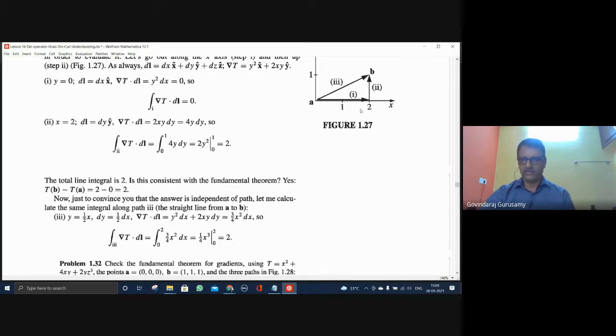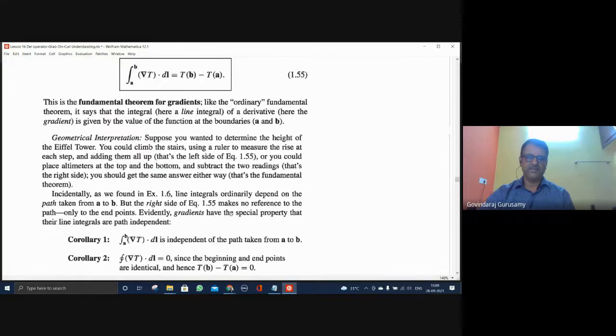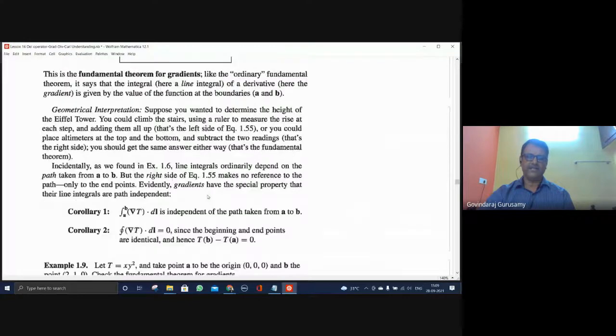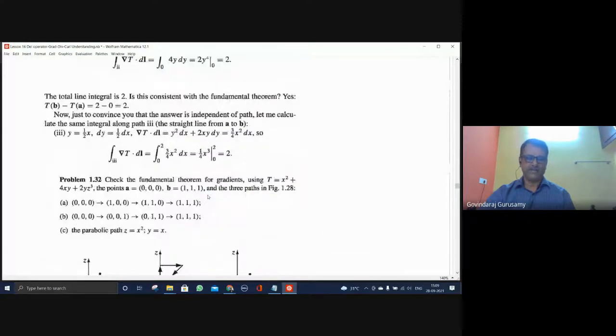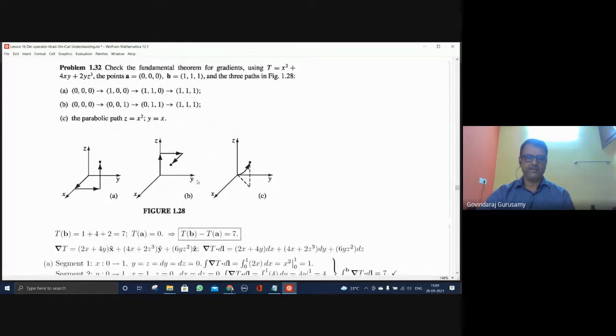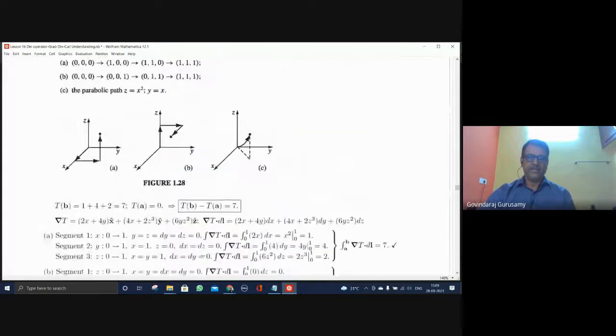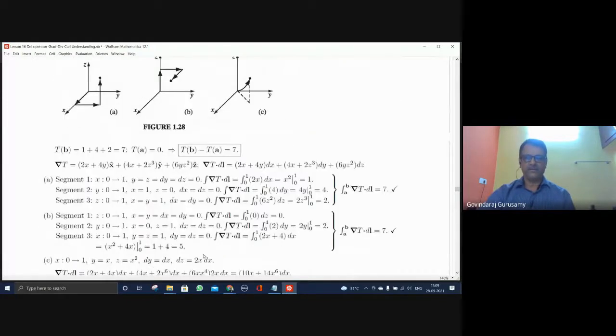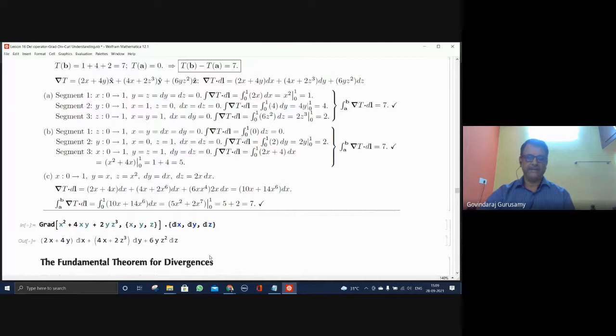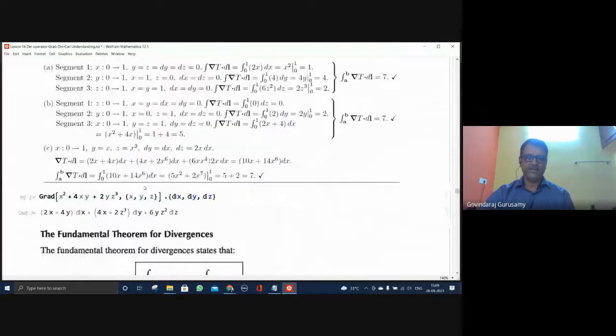Whether you go from here to here, or you use the fundamental theorem, T(B) minus T(A), or the path 3, you have one and the same result, which confirms that this is the fundamental theorem. You can check with the number of problems given here, and the solution is available. I am not going to work it out now because everything is known to you and the solution is also given. Only thing is you have to carefully see how the mathematics has been implemented here.